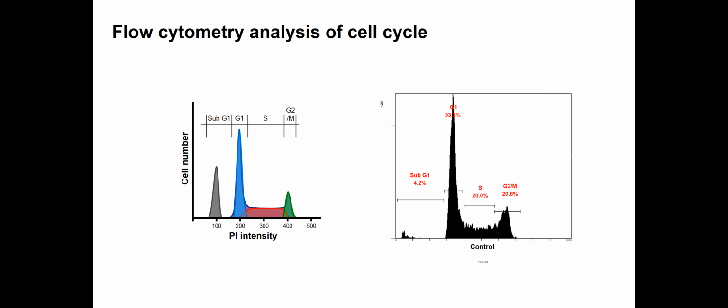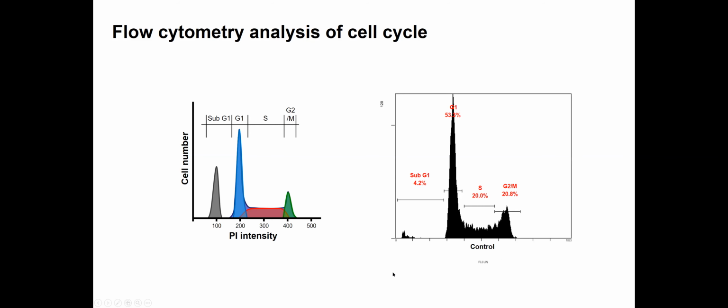And if you look at the real data, they look like this. The majority of them are in G1. Small populations are in apoptosis, and some populations are accumulated in G2M and S phase. So this is kind of a healthy distribution of cell cycles.